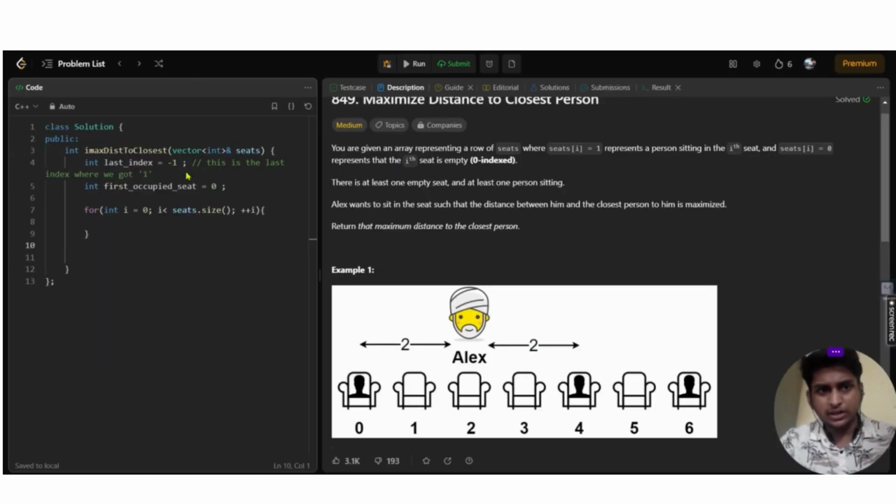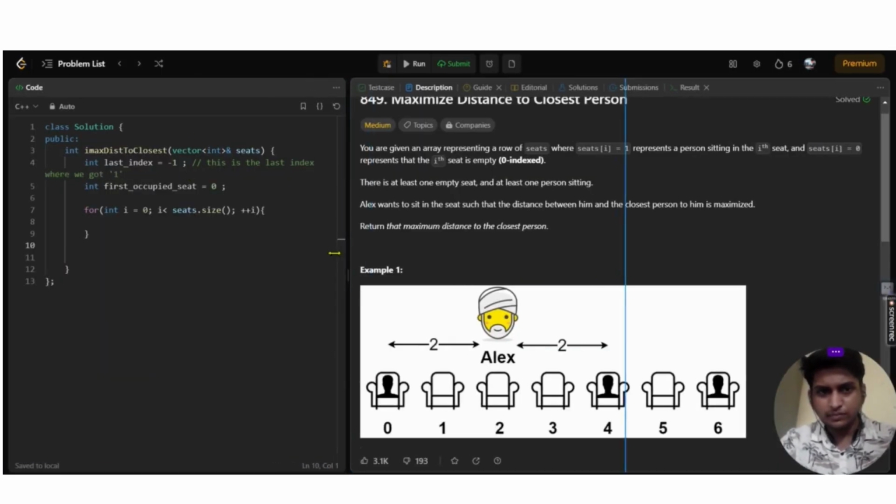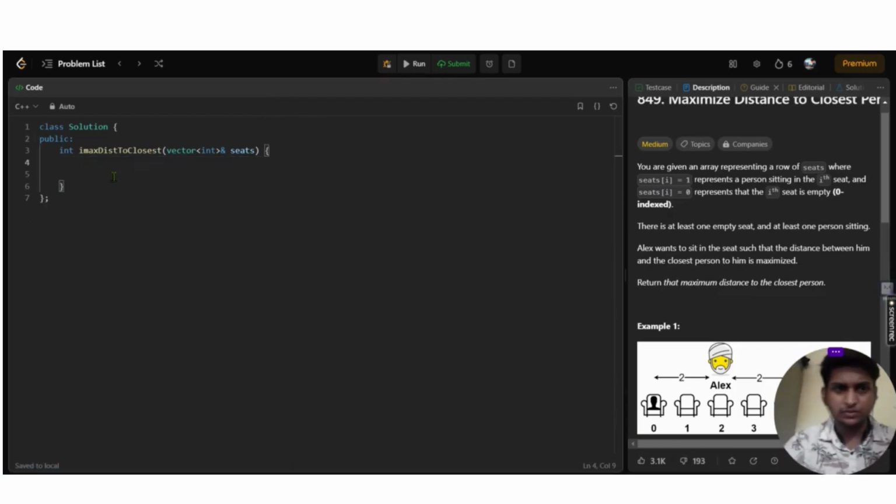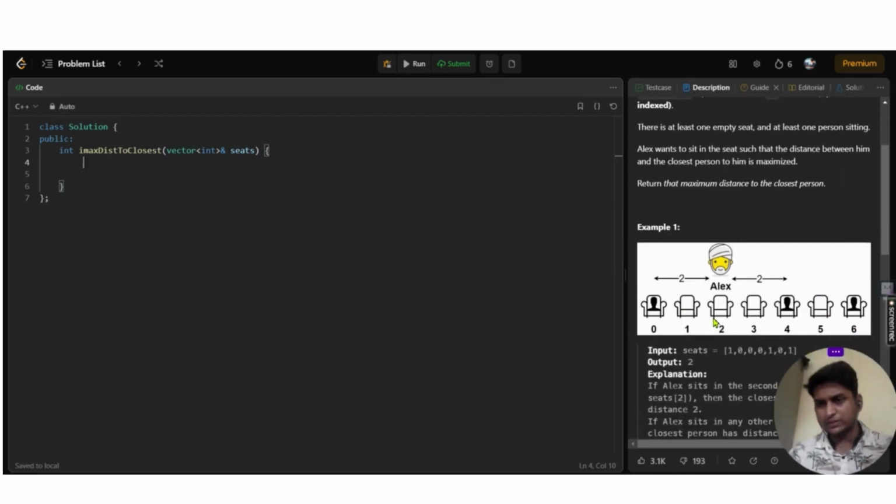So let's go and try to write the code for this. The code will be very simple. Let me remove this first so that you won't be confused. We just have to calculate the difference between any two ones, so let's keep track of the last one that we got. We are keeping a last index, or you can say the last occupied seat, the last seat where someone was sitting. Let's initialize it with -1.